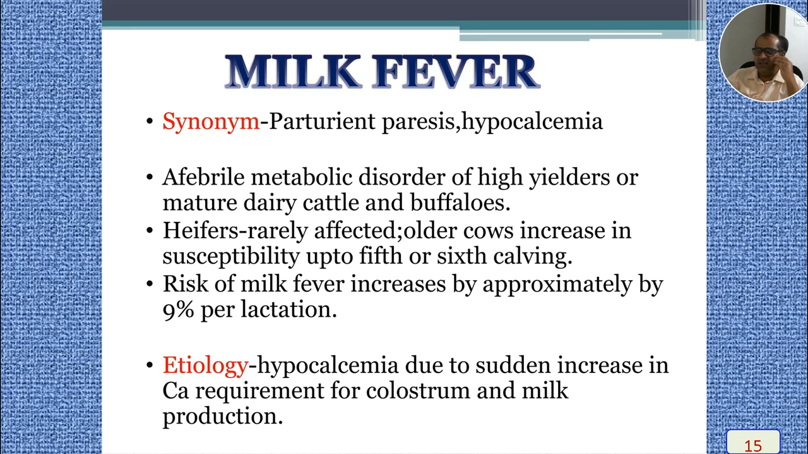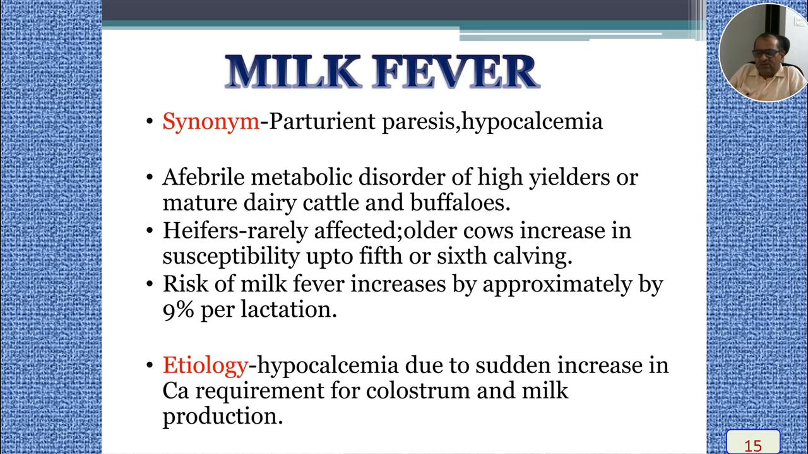Here there is no fever at all, but it is a common disorder of the high yielders, especially Jersey cattle and buffaloes. They are highly susceptible to this milk fever. And heifers, of course, are rarely affected sometimes, and older cows increase in susceptibility up to the fifth or sixth calving. And the risk of milk fever increases by approximately 9% per lactation.